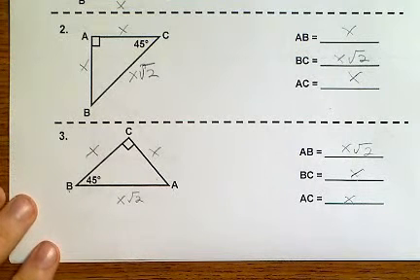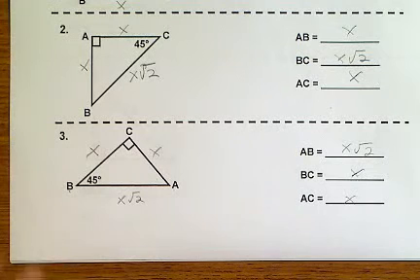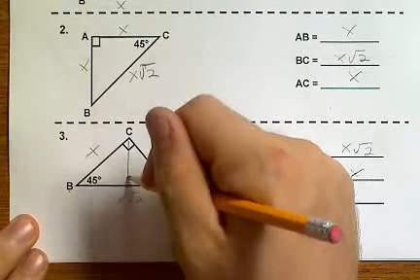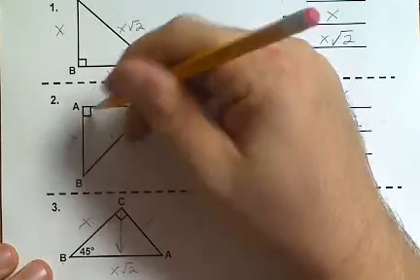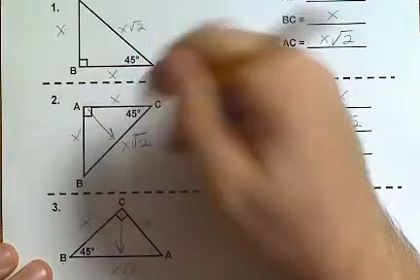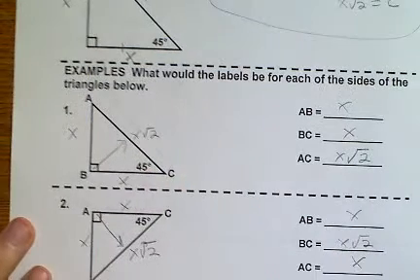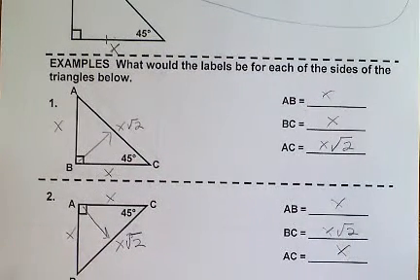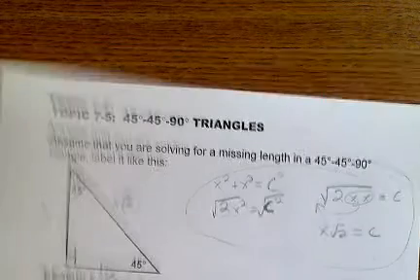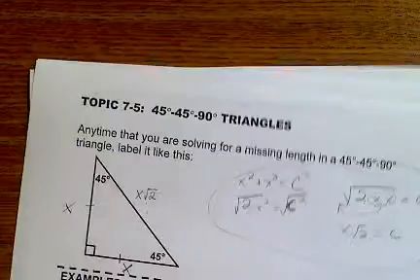So this is just labeling our triangles. We haven't really figured out what the lengths of any of these sides are. This is just getting practice labeling. The hypotenuse is the x square root of 2. So that will let you know which one it is. Let's go ahead and look at the next page and get some examples of where this is actually useful.